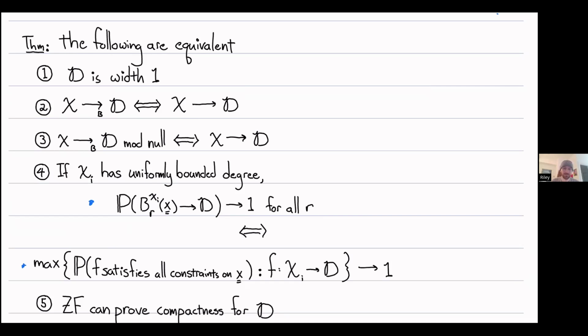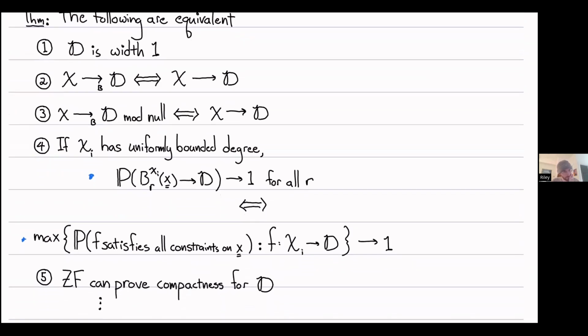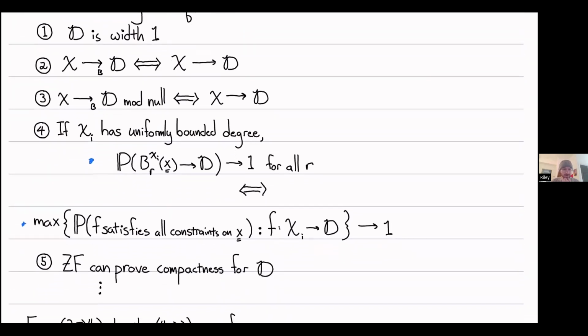Okay, and it turns out that that happens if and only if your structure is width 1. This is also equivalent to saying that ZF without choice can prove a version of the compactness theorem for your structure. I can sort of go on.